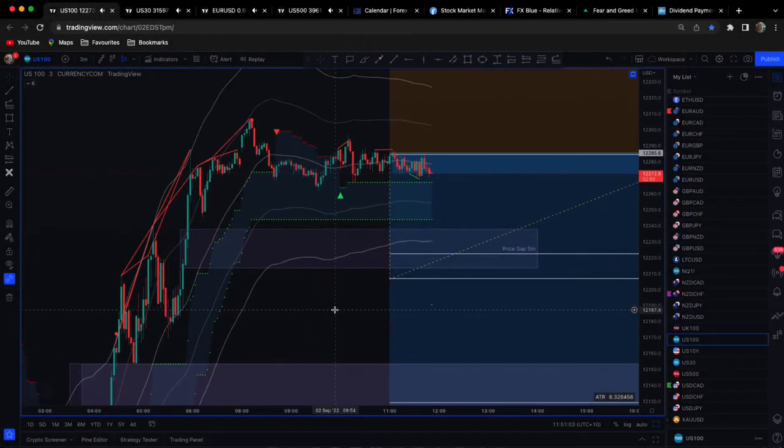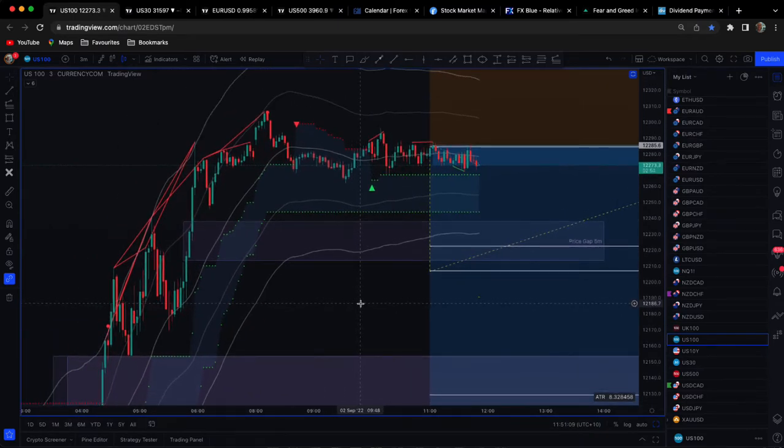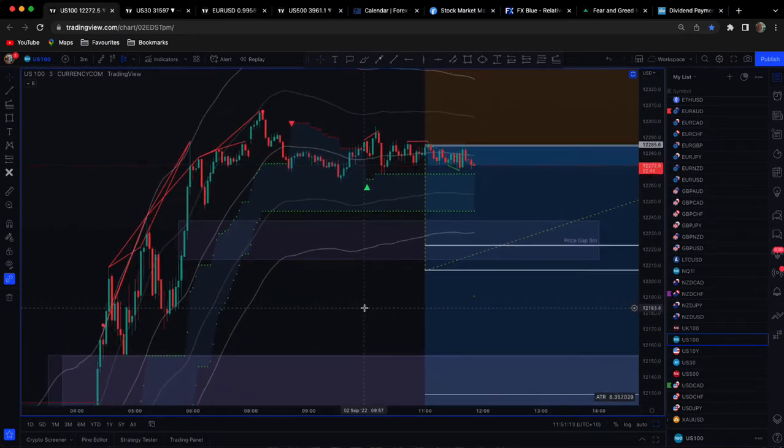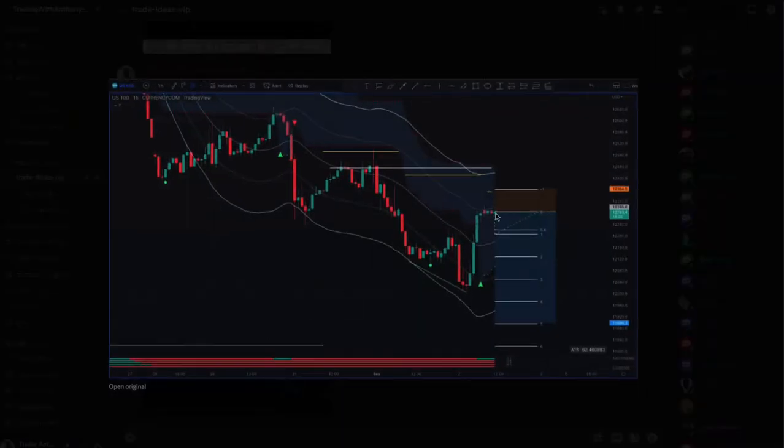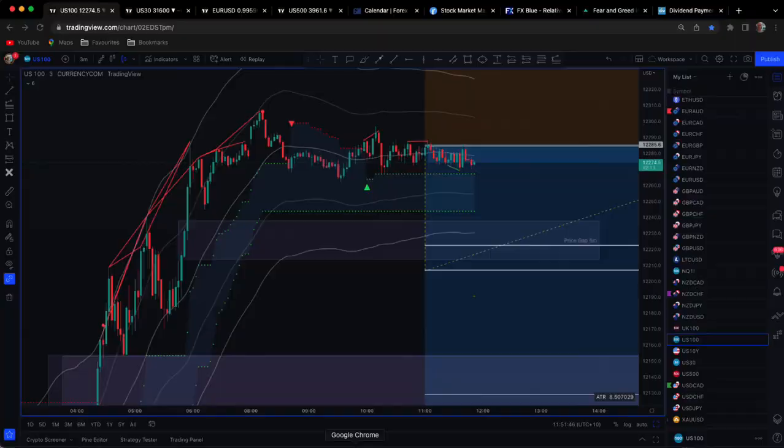Traders, I just posted this US100 trade signal into VIP. I'll show you this one. Okay, here we are in VIP. This is the screenshot here. And what I want to do with the video is explain the strategy.